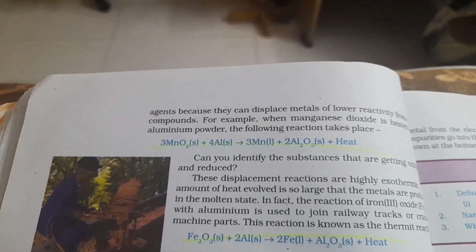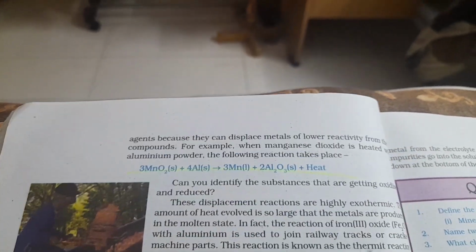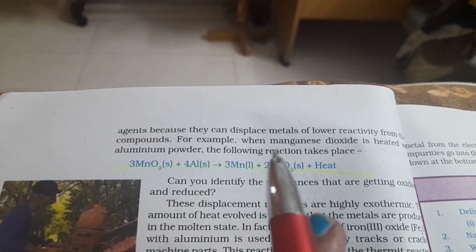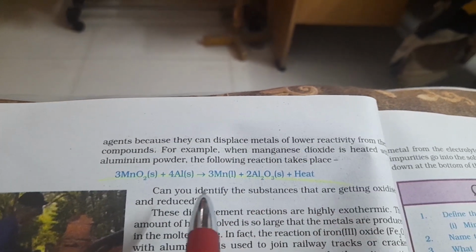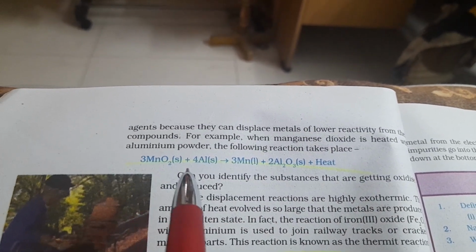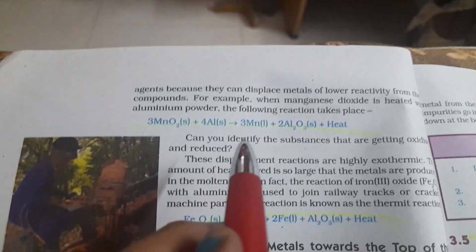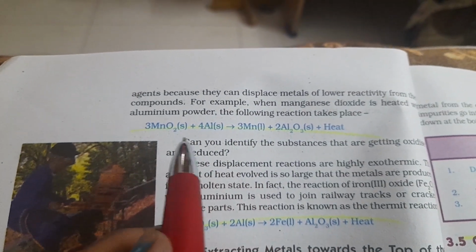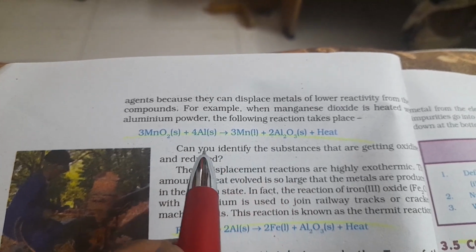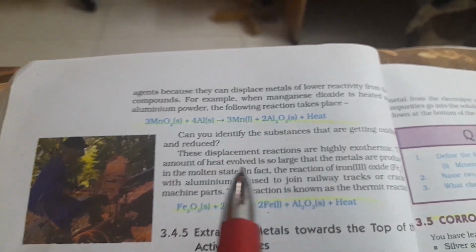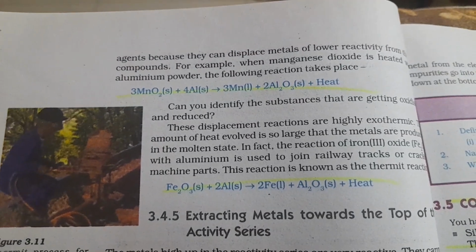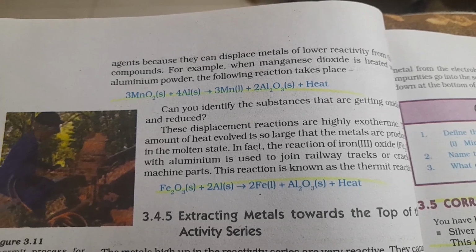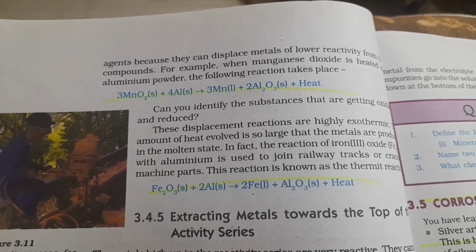And also here when you use strong metals like manganese and all that, they have a property to displace metals of lower reactivity from the compounds. For instance, manganese oxide, if it is heated with aluminum powder, what happens is that aluminum combines with oxygen and manganese is separated. So these reactions are highly exothermic, meaning lots of heat is involved. So the metals are produced in the molten state.